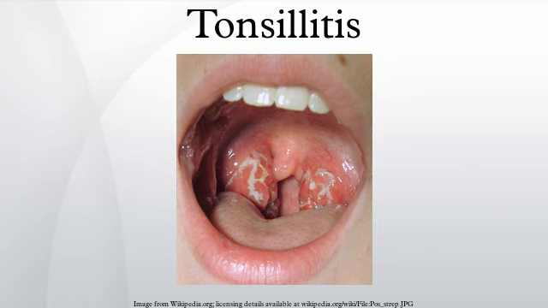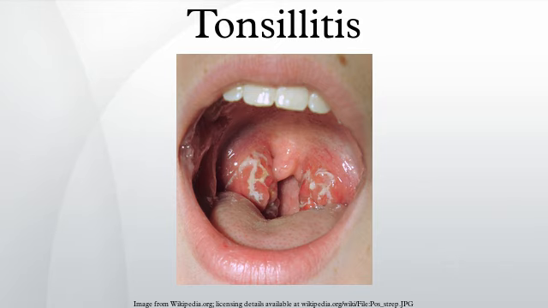Tonsillitis is inflammation of the tonsils most commonly caused by viral or bacterial infection. Symptoms may include sore throat and fever. When caused by a bacterium belonging to the group A Streptococcus, it is typically referred to as strep throat. The overwhelming majority of people recover completely, with or without medication.